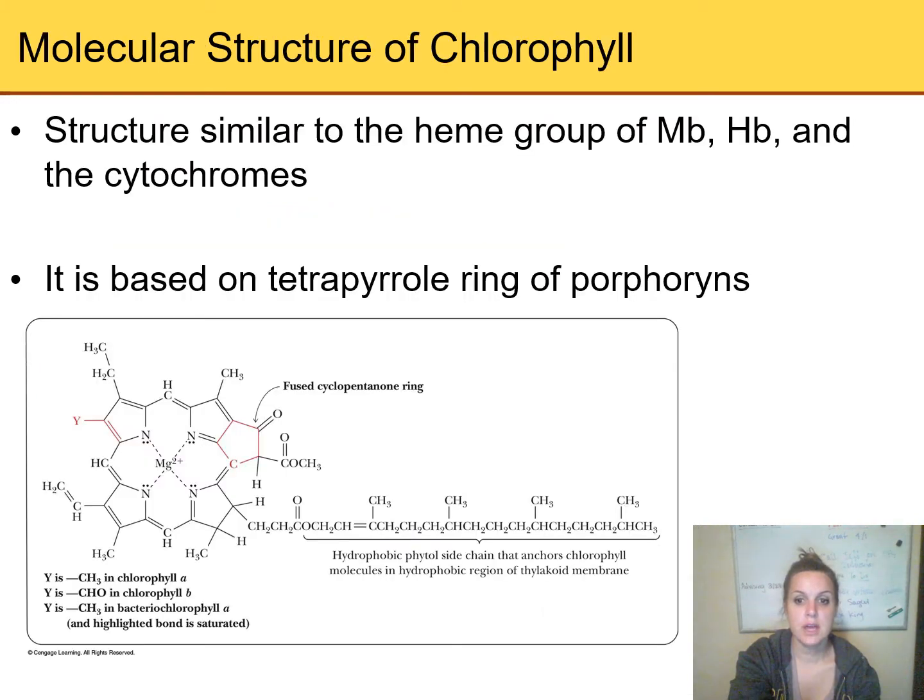So chloroplasts have this green hue, and that's because they have chlorophyll. And chlorophyll is going to be very important in the transport of electrons. It is going to be able to bind those excited electrons and transport them. And it's basically because it has a heme group. That structure is very similar to myoglobin, hemoglobin, and the cytochromes that we saw in the electron transport chain. And it's this tetrapyrrole ring of porphyrins that you see over here on the left.